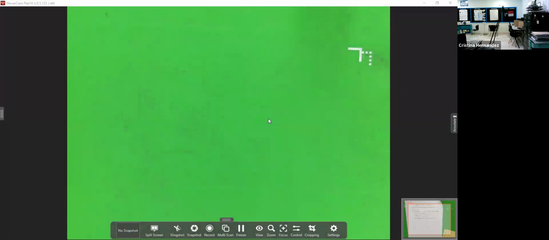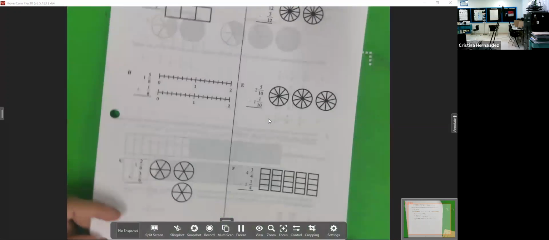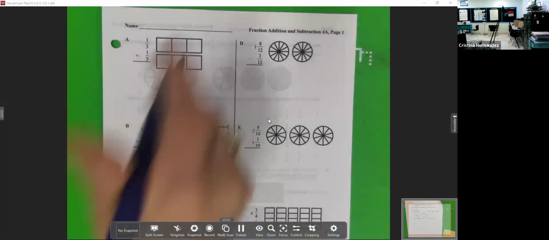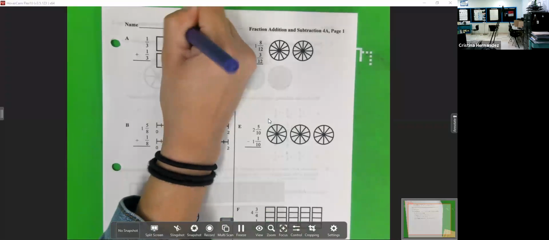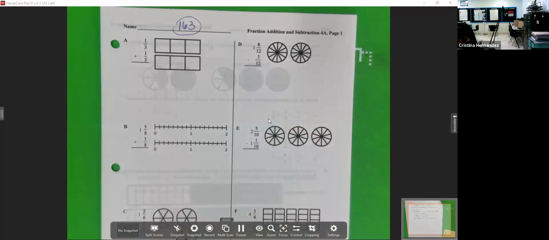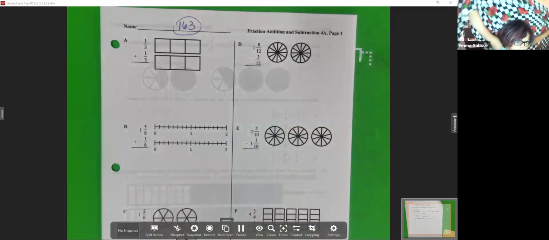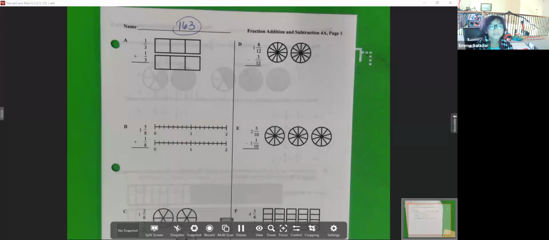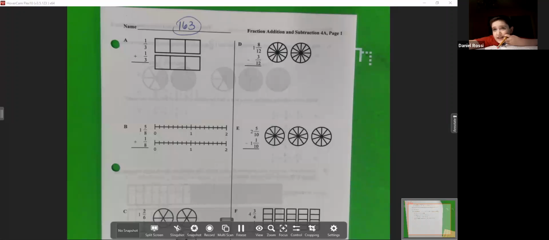Page 163. Moving on to our practice. I bet you Emma can recite 163. But before we move on, Emma, what are we doing today? We are adding and subtracting fractions. Yes, adding and subtracting.